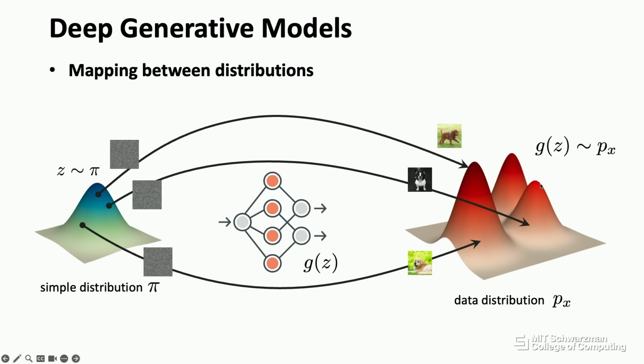Conceptually, when you do this, your neural network is trying to map a simple distribution, let's say a Gaussian distribution here, to another distribution, which conceptually is to approximate the underlying data distribution. Then in this sense, a generative model is a mapping between distributions. It is not just a mapping between a pair of data points and a label. It goes from one distribution to another distribution.